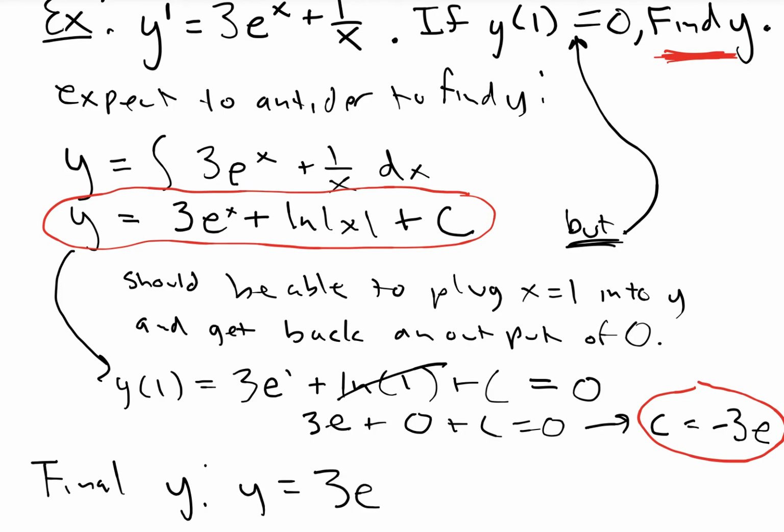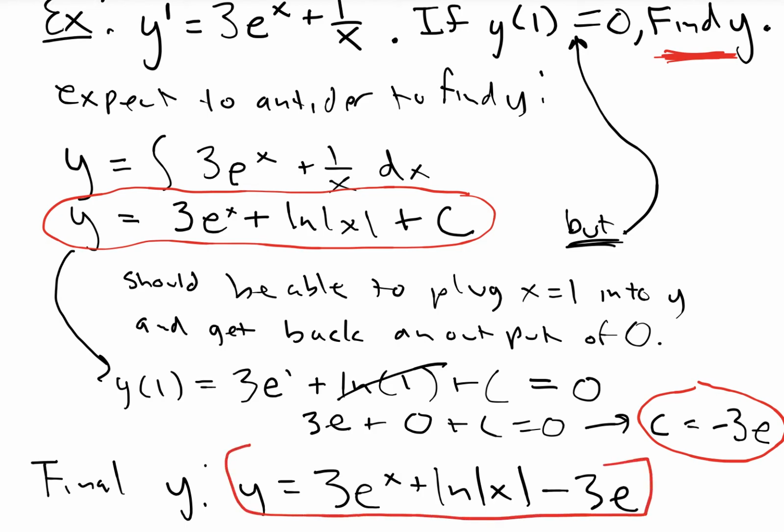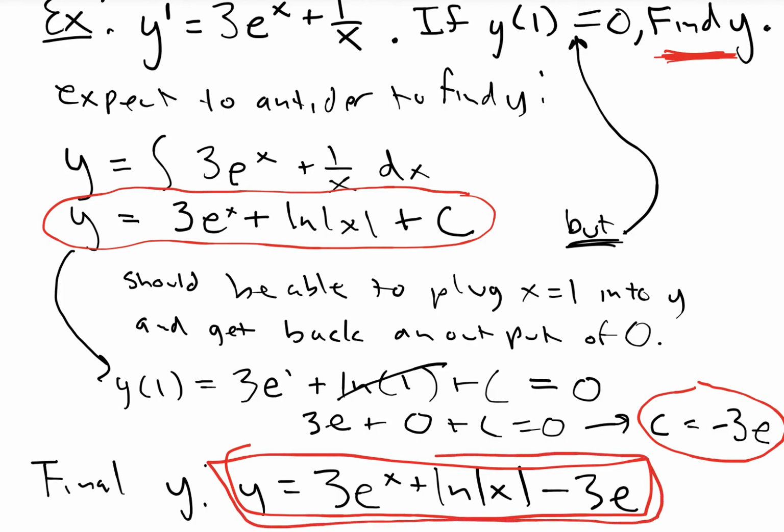I have 3e to the x plus the natural log function plus, we said the constant c was supposed to be on the end. Well, instead of saying plus minus 3e, I may as well just say minus 3e. Okay? That is going to be our final answer for this question, right? So if I was looking for y, this is it right here.